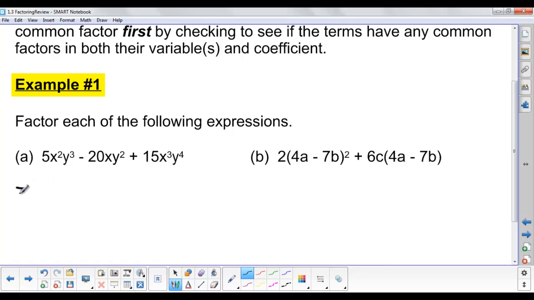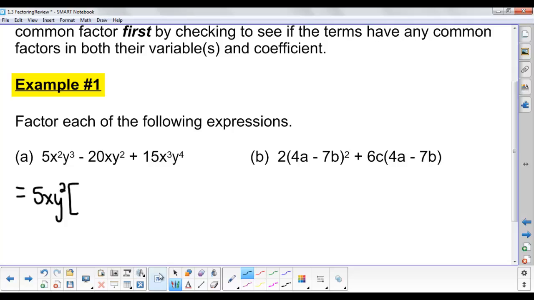In this first example, I take a look at the coefficients, and I see we have a 5, a negative 20, and a 15. Each one of those are divisible by 5. In all of our terms, there's an x squared, an x, and an x cubed. All of those are divisible by x. And taking a look at the y's, we have at least a y squared in all of the terms. So 5xy squared is my common factor. So that goes on the outside of our brackets.